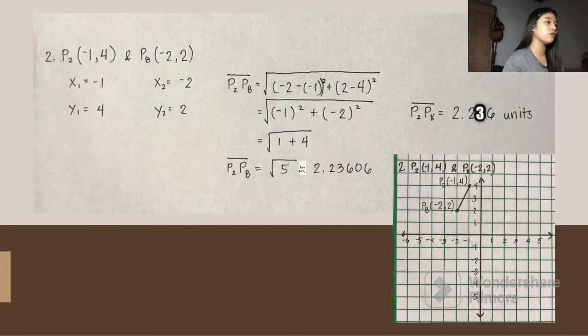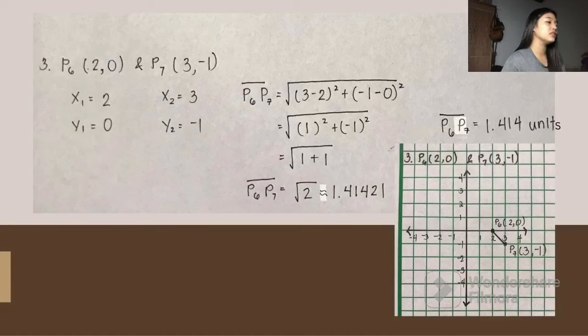Negative 2 minus negative 1 quantity squared is equal to negative 1 quantity squared. 2 minus 4 quantity squared is equal to negative 2 quantity squared. Negative 1 quantity squared is equal to 1. Negative 2 quantity squared is equal to 4. So, 1 plus 4 is equal to 5. Square root of 5 is approximately equal to 2.23606. Distance of P sub 2, P sub 8 is equal to 2.236 units.